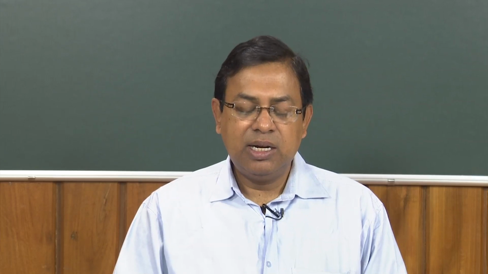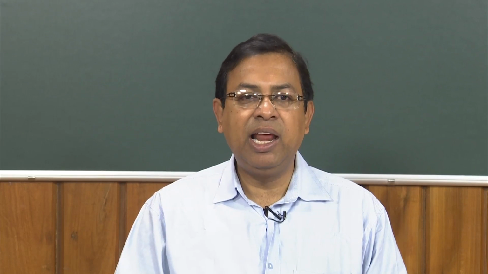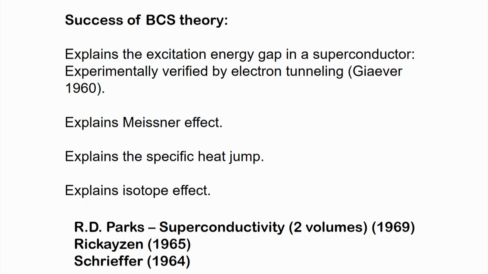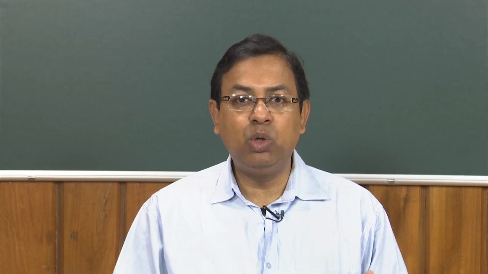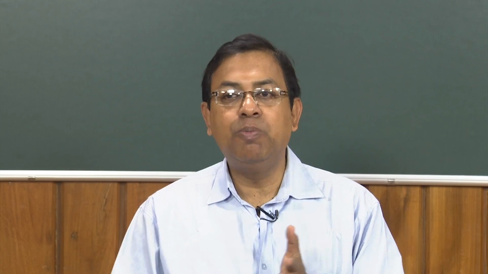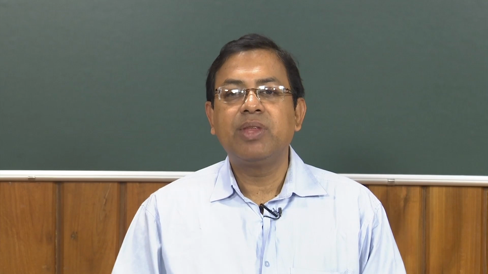So, this is done experimentally by electron tunneling, which was done by Giaever in 1960. When an electron is sent across a metal-superconductor junction, the superconducting energy gap 2 delta should not allow it to pass through, because there is an additional barrier that the electron on the metallic side does not have.